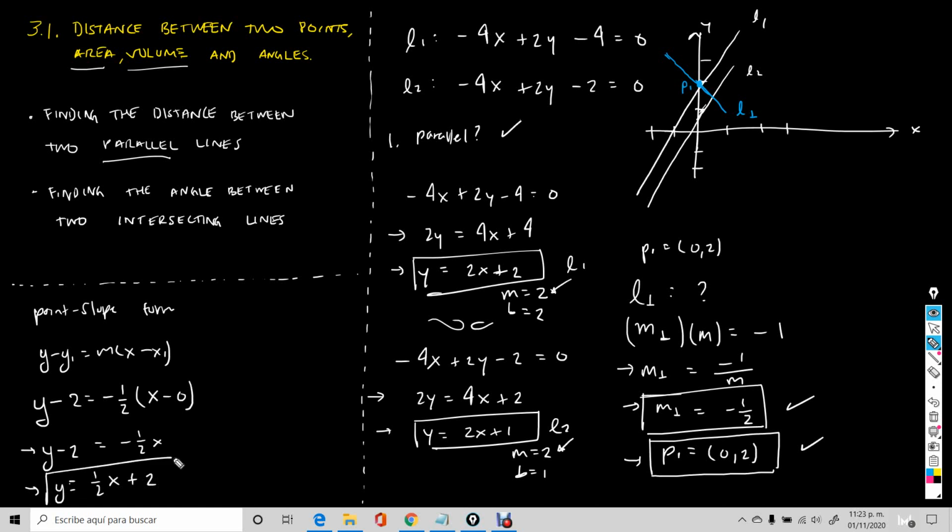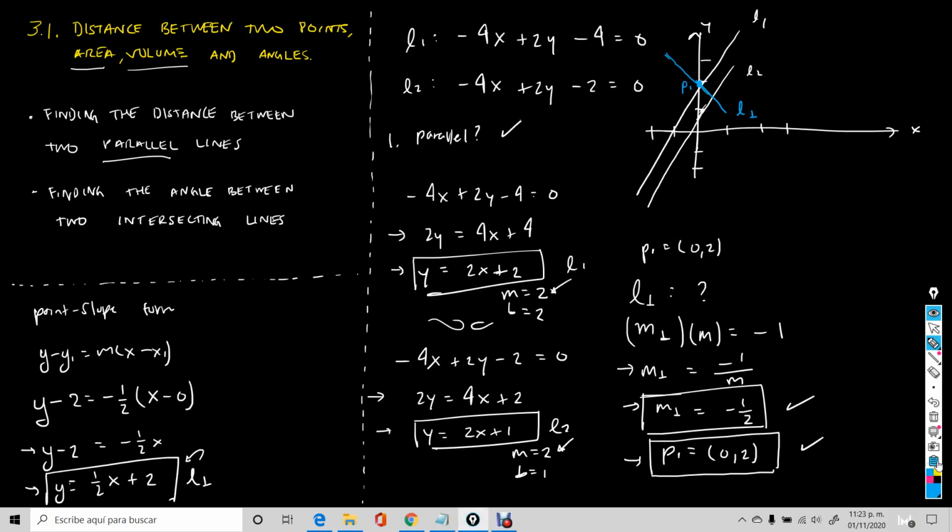And there you go. This is my equation for L perpendicular. This one right there: y equals 1/2 times x plus 2. Now, why did I want to find this equation for this perpendicular? Because next what I have to do is this.